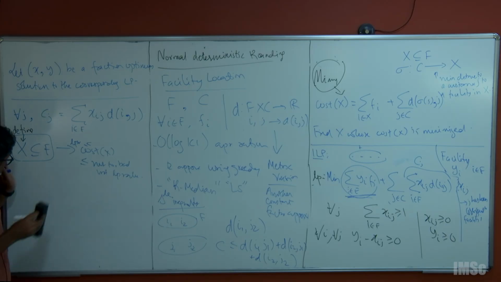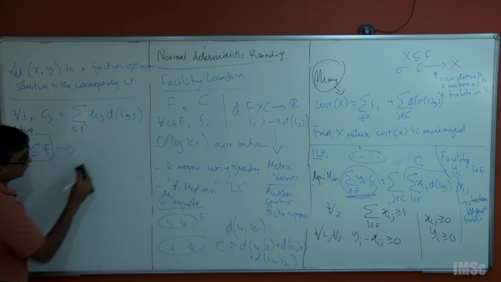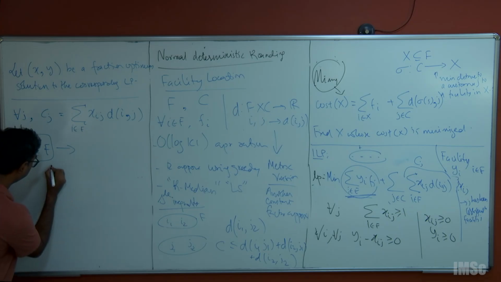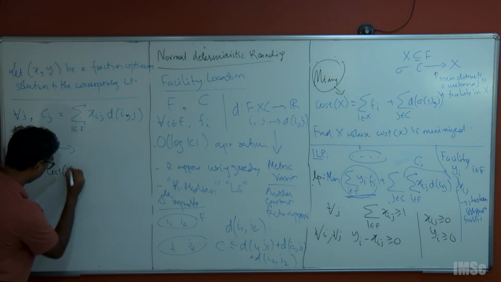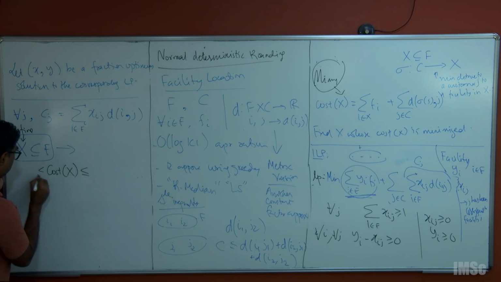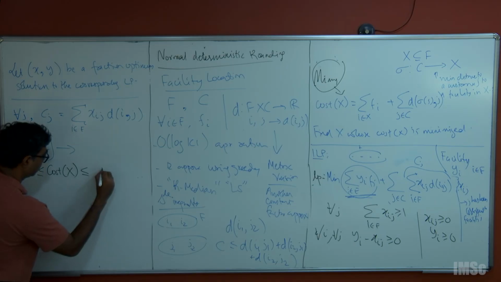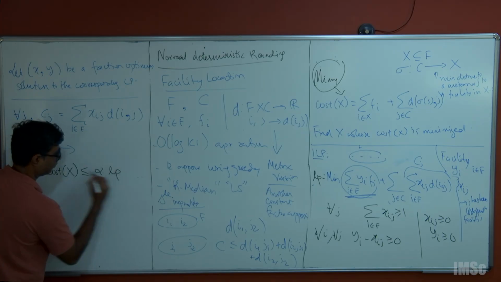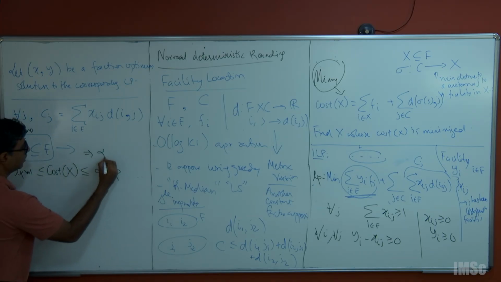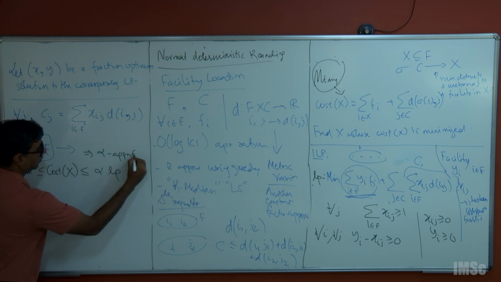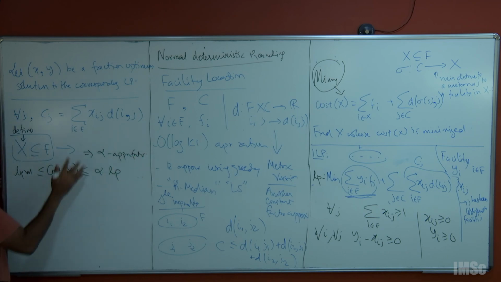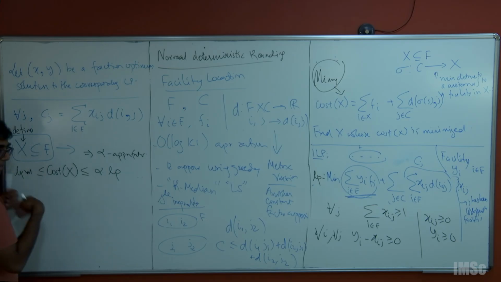Okay. So now if I told you this, then what do I know? If I'm going to show you that the cost of X is less than or equal to some alpha times LP value, which will imply this is an alpha approximation factor. Is that fine, right? So with the help of my fractional solution, I'm going to make a decision on where to open, and I'm also going to show that the cost of opening this is not more than the LP value.